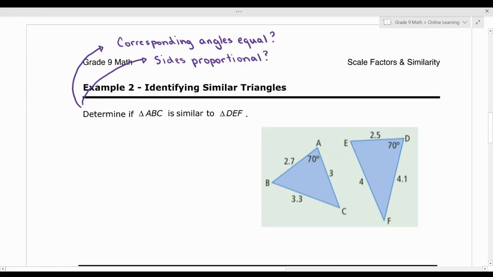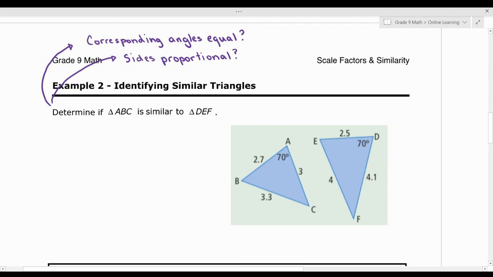Okay, let's try another one. Same kind of question, determine if triangle ABC is similar to triangle DEF. I've already added two ways to do that. You can prove that corresponding angles are equal, and or you can prove that the sides are proportional.